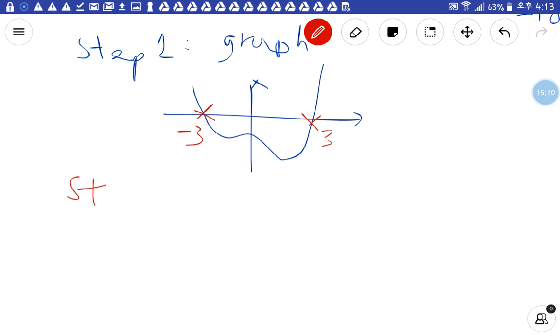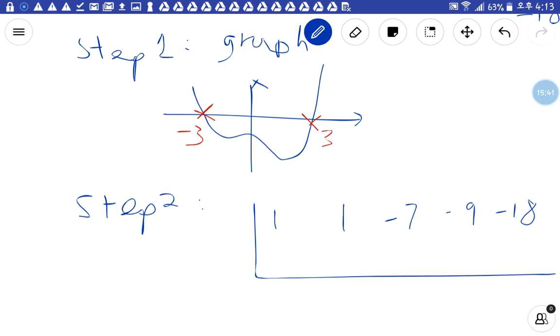So my step 2 is asking to factor this one out. What number do you want to use? I want to use negative 3 first. So starting from my given function, you are going to pull out all the coefficients, which are 1, 1, negative 7, negative 9, negative 18. And in the upside down symbol, you're going to start with negative 3.